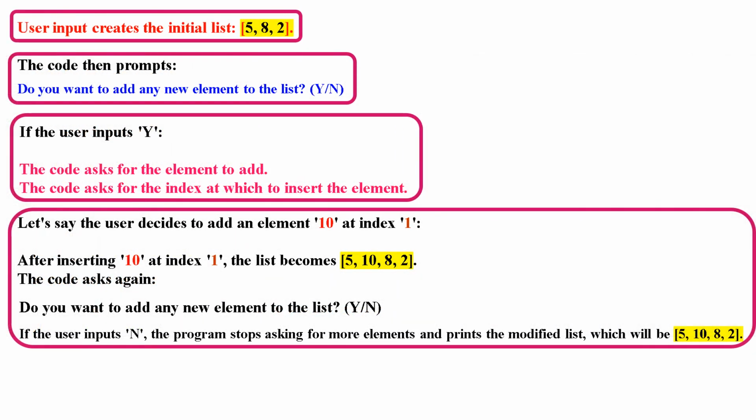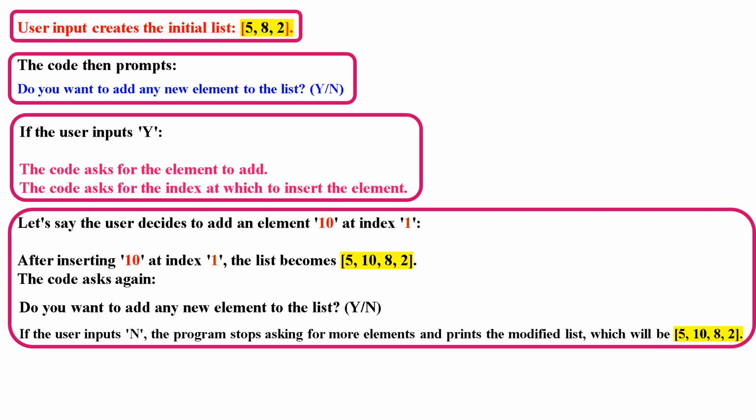Let's see the visualization of the question 7 code, how it works. User input creates the initial list, 5, 8, 2. The code then prompts: Do you want to add any new element to the list? Y for yes/N for no. If the user inputs Y, the code asks for the element to add. The code asks for the index at which to insert the element. Let's say the user decides to add an element 10 at index 1. After inserting 10 at index 1, the list becomes 5, 10, 8, 2.